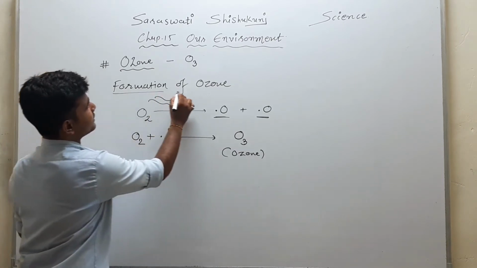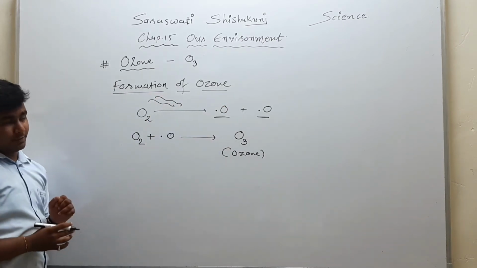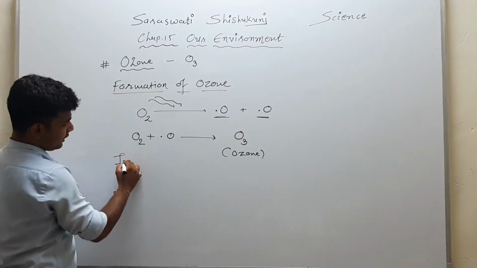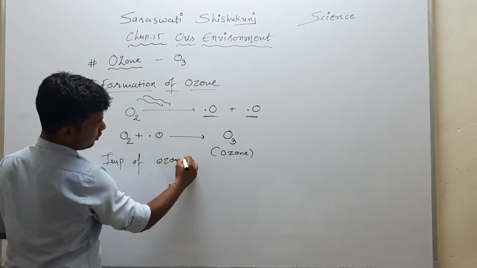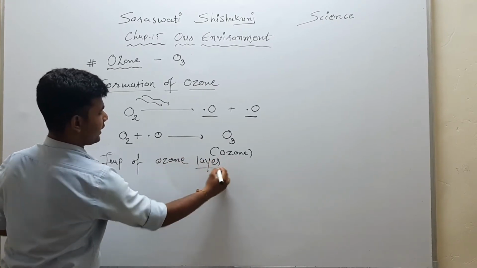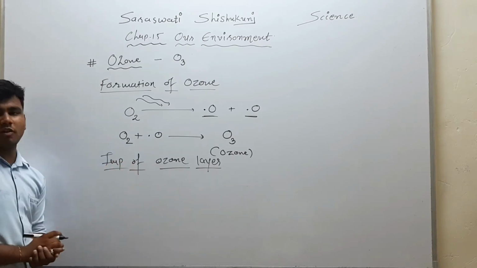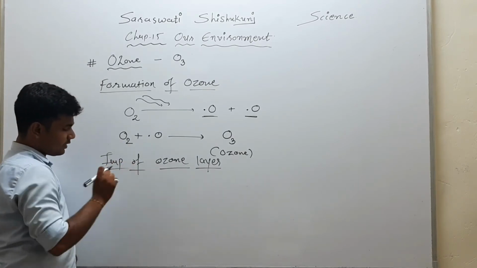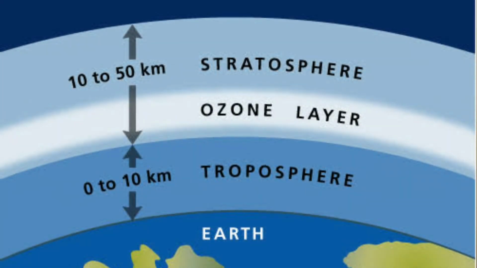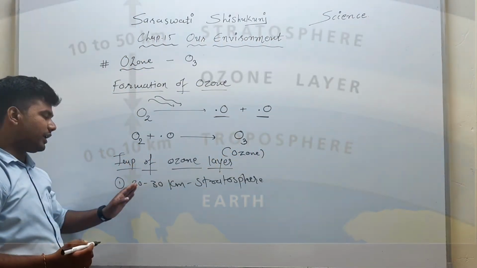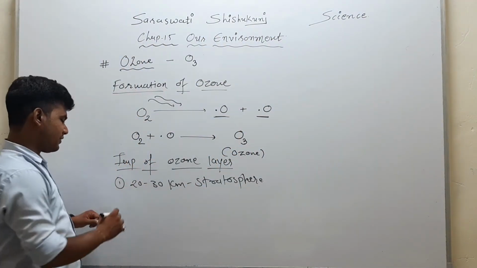Now, what is the importance of the ozone layer in our atmosphere? First, where is it located? It is located 20 to 30 kilometers above, in the stratosphere.